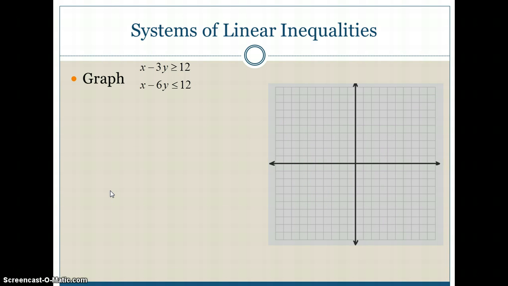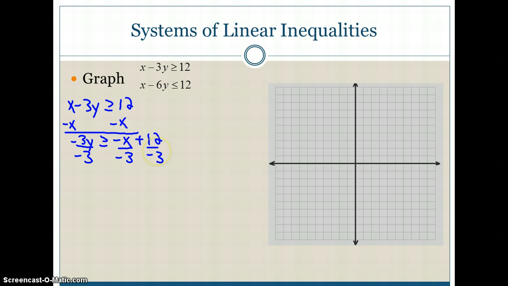Let's try another example here of a couple that are not yet in slope-intercept form. So we'll take x minus 3y greater than or equal to 12. Subtract x from both sides. Negative 3y greater than or equal to negative x plus 12. Then divide everything by negative 3. Since I divided by a negative, I have to switch my inequality symbol. Y is less than or equal to 1/3 x minus 4.